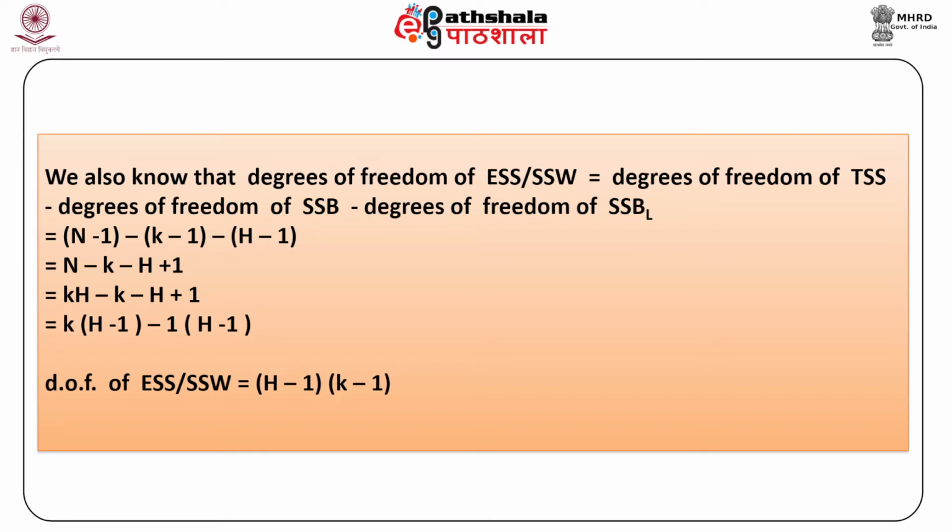So it is equal to capital N minus 1 minus k minus 1 minus h minus 1, and thus is equal to N minus k minus h plus 1, and therefore is equal to kh minus k minus h plus 1, because we know capital N is equal to k into h, and therefore is equal to k minus 1 into h minus 1. Therefore, degrees of freedom of ESS or SSW is equal to h minus 1 into k minus 1.